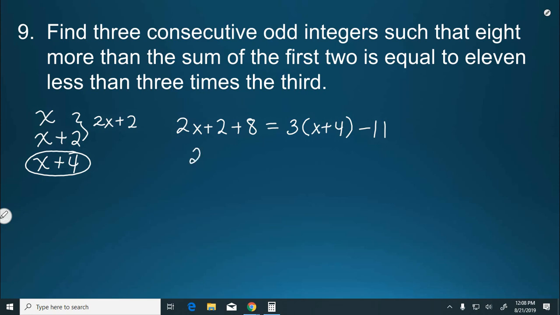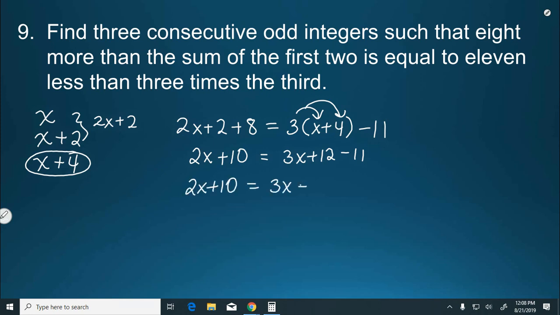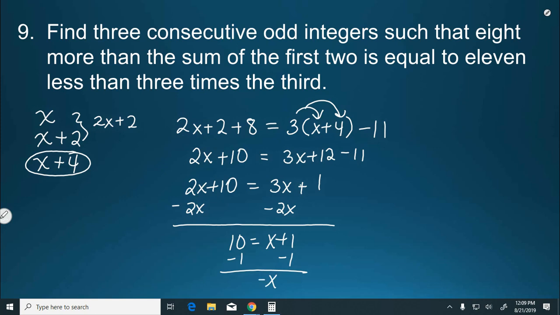So over here, we've got this 2x plus 2 plus 8, so we can change that to 2x plus 10. Over here, we've got the parentheses we need to get rid of, so we've got 3x plus 12 minus 11. Simplify that one further step. 2x plus 10 equals 3x plus 1 because of 12 minus 11. Now I've got x's on both sides. I'm going to subtract the smaller, minus 2x. So 10 equals x plus 1. Subtract 1, and x equals 9. So now my three odd integers are 9, 11, and 13.